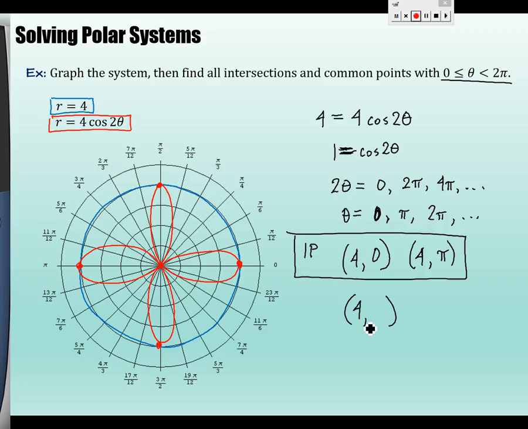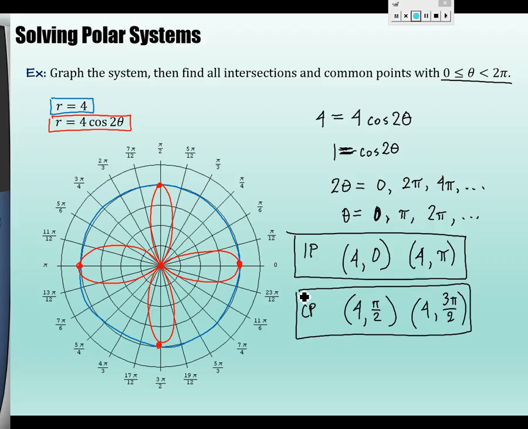4 pi over 2 would be, I think, the answer most of us would go for. And what about this point down here? What do you want to call that one? Sure, I think those are the most natural choices. But they aren't intersections. I think we'll call those common points, because they are common to both graphs.